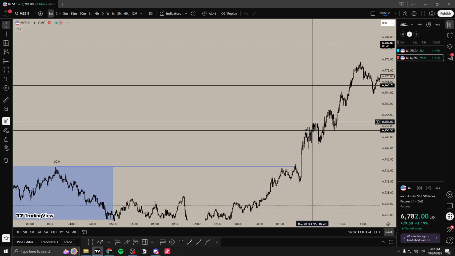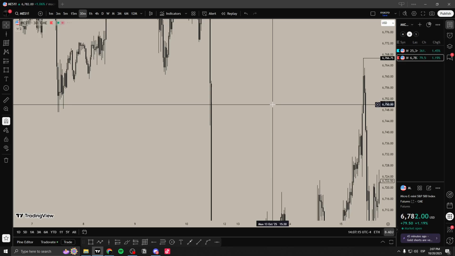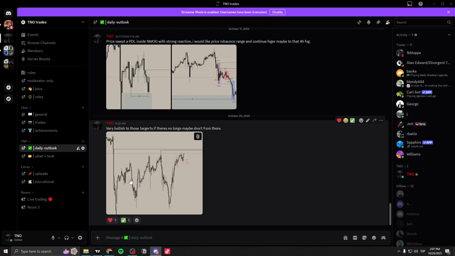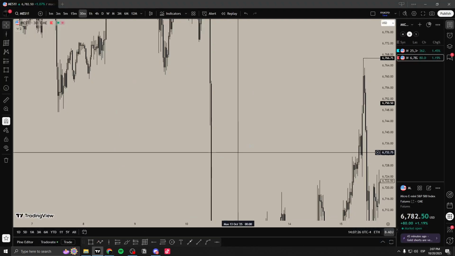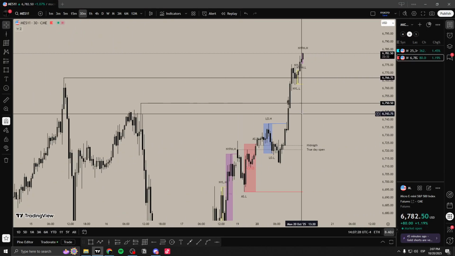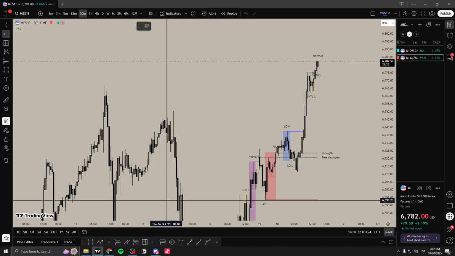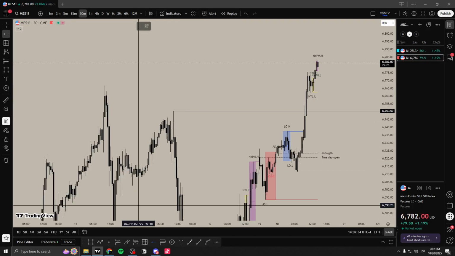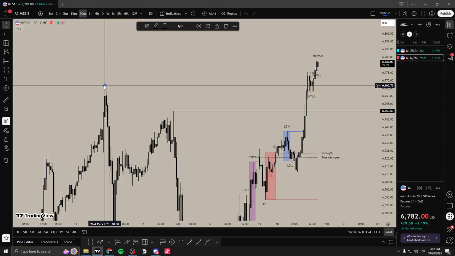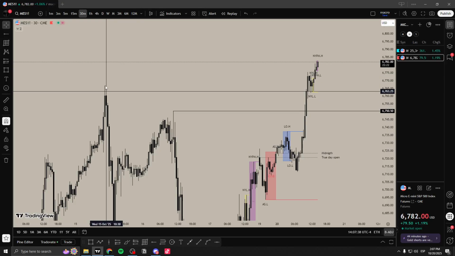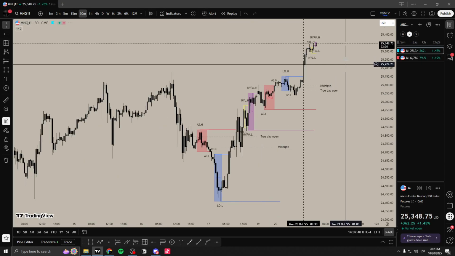Nasdaq already took my drawn liquidity for the day, as I called out in the Discord. I was very bullish to those targets. If they're not long, maybe short from there. As you can see, ES was still below these highs, and Nasdaq just took this high.